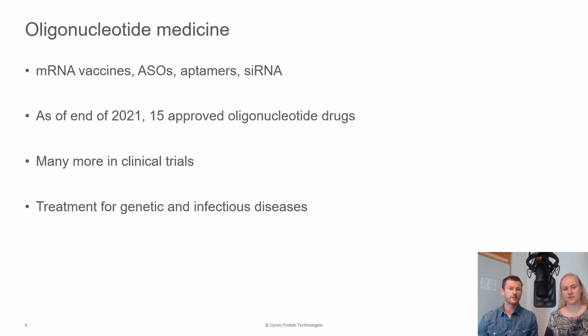So when you talk about oligonucleotides in a medical sense, there are very many different variants, and a few of the common ones are mRNA vaccines, antisense oligonucleotides, aptamers, and small interfering RNAs. And as of the end of 2021, there were 15 FDA-approved oligonucleotide drugs on the market. And there are now many more clinical trials. So that's why we have the need to be able to quantify those oligonucleotides, and they are mainly used for treating genetic and infectious disease.